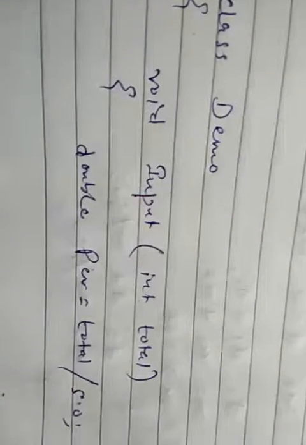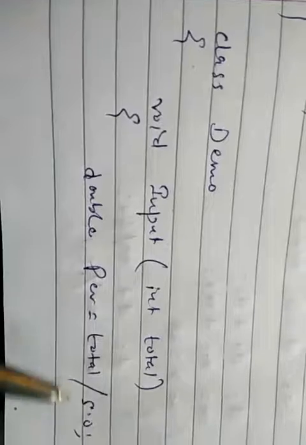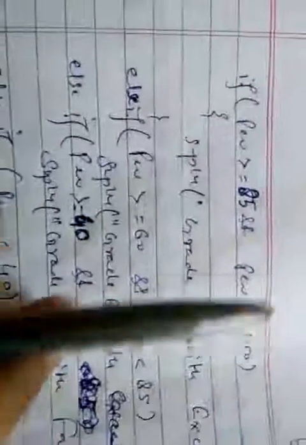We have to input the total marks of 5 subjects of a student and print the grade based on the following condition with the remarks. So we input the total marks and first calculate the percentage equal to total divided by 5.0, or we can also write total upon 500 into 100. And this is the first condition.